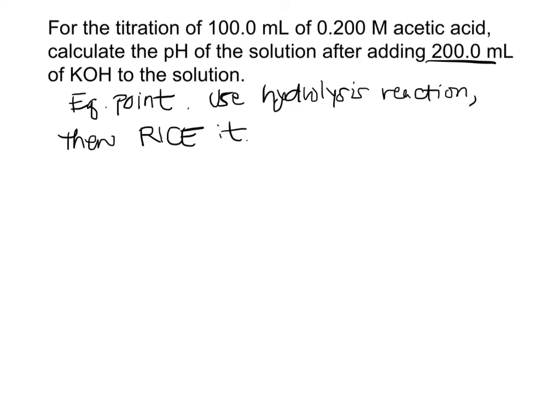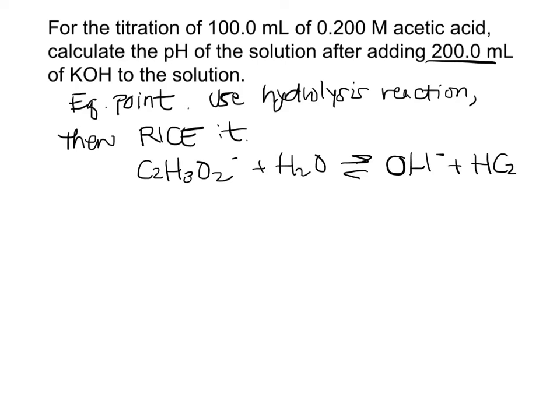So what we're going to do, here I'm going to write out the equation. So we have C2H3O2 negative plus H2O is going to form my OH concentration plus the acetic acid, HC2H3O2. Alright, so looky here, we have OH being produced. So since OH is being produced, what do we use? We don't use Ka, we use Kb.